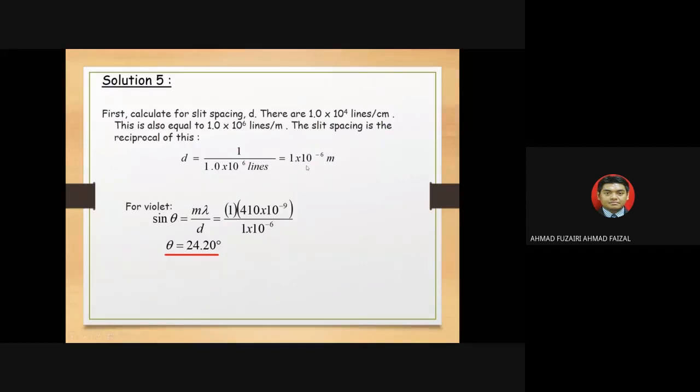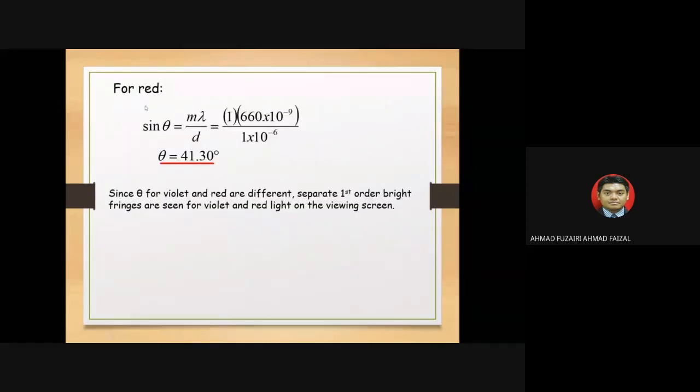Once you've calculated the slit spacing, you're going to apply this equation. The order number is 1, this is the wavelength of light, and this is our slit spacing. So this will then give us the angular position of the first order maxima for violet. The same goes for red. We're going to apply the same equation. This will give you the angular position of the first order maxima for red.